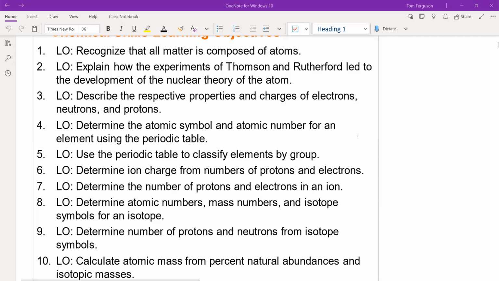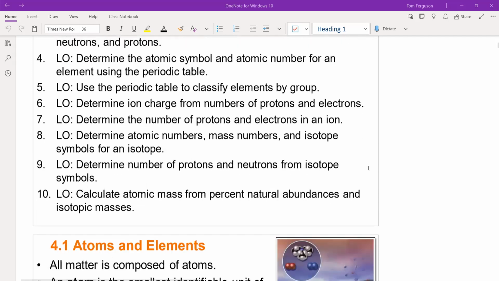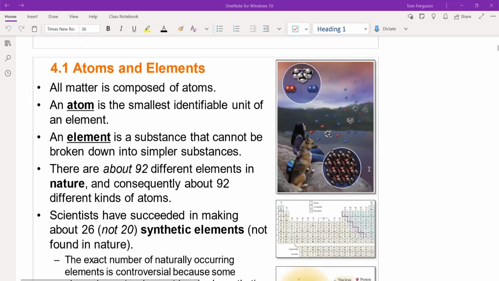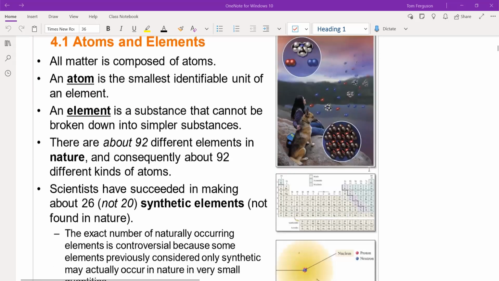Now, if you go to lecture notes, chapter 4 and modules, that's what all this is. Okay, so we're going to be getting into the periodic table a lot tonight.